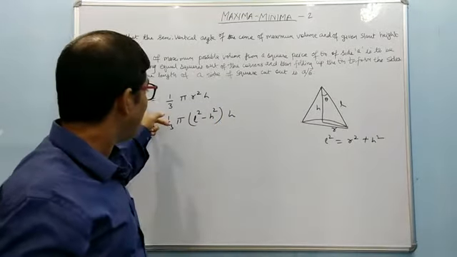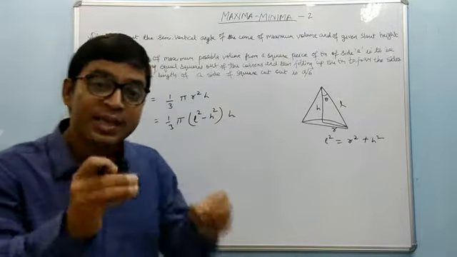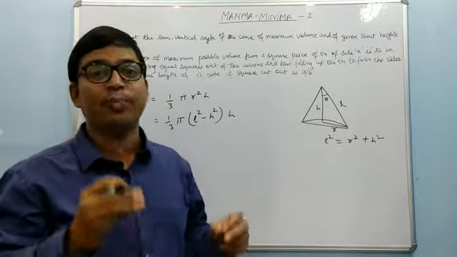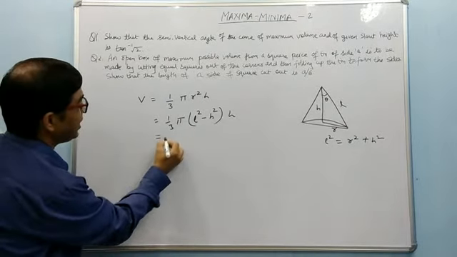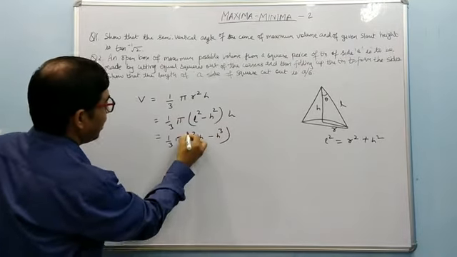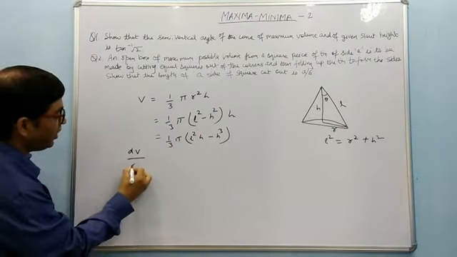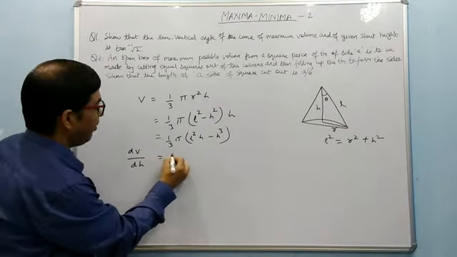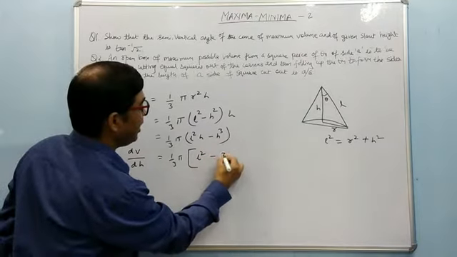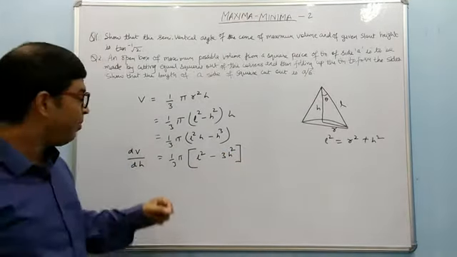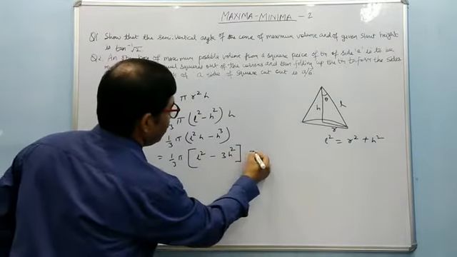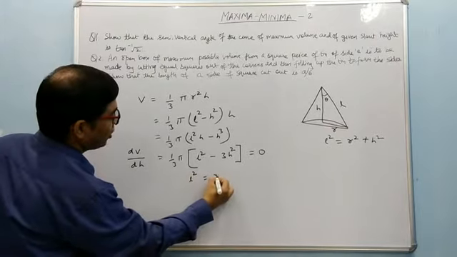So step number 1 is writing the term whose maxima or minima is to be found out. Step number 2, get rid of the extra variable. Step 2 is over. The third step is we have to differentiate with respect to the leftover variable. A little bit of simplification gives us 1 by 3 pi, L square h minus h cube. Differentiating with respect to h, with 1 by 3 pi constant outside, it is L square into 1 minus 3h square. We put it equal to 0 to get the value of the variable. So I will get L square is equal to 3h square.